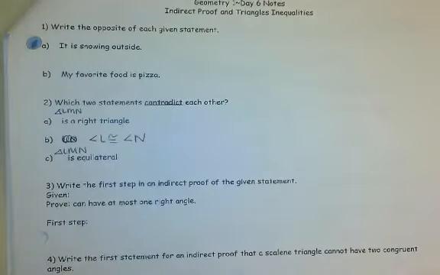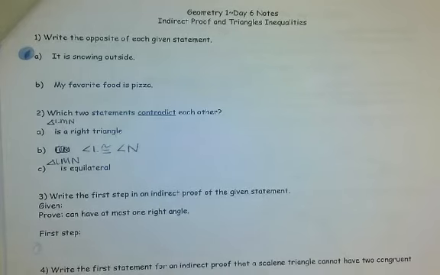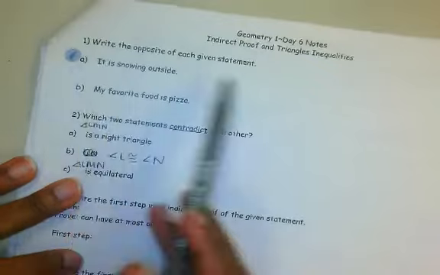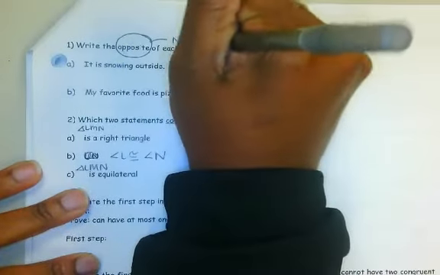So just a heads up, some of these notes are missing, so I'll fill in as I go. We're going to talk about indirect proof and triangle inequalities. So first, let's just write the opposite of each of these statements. Opposite is the negation.